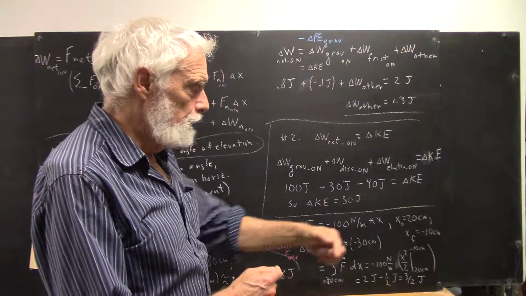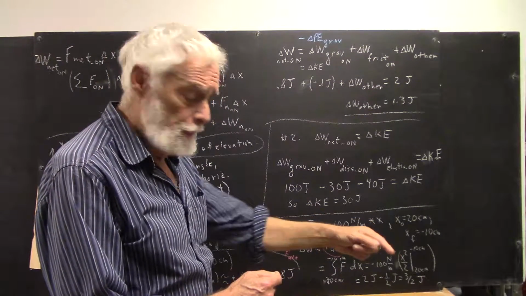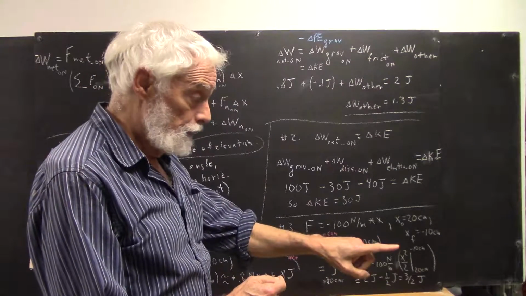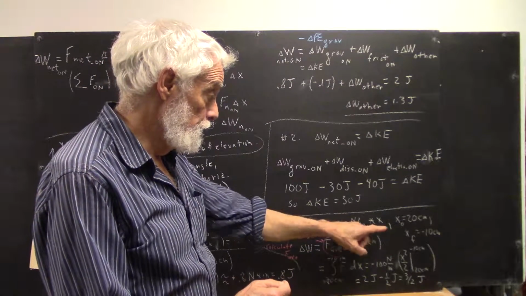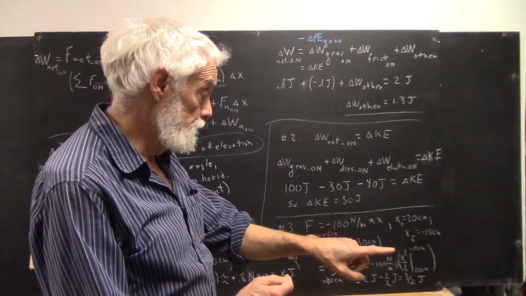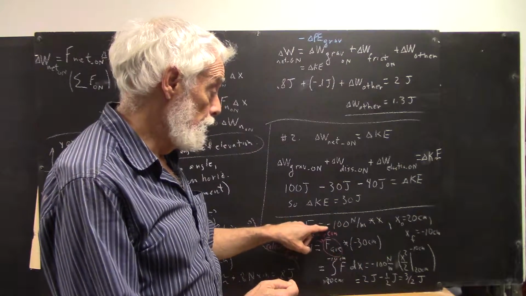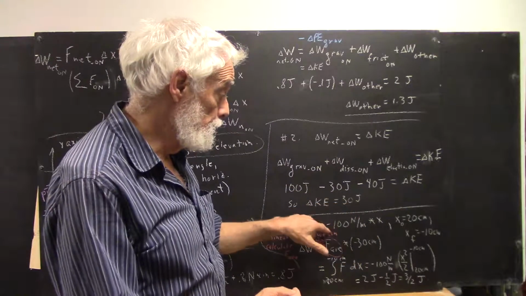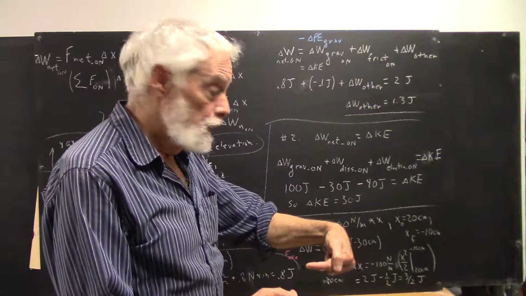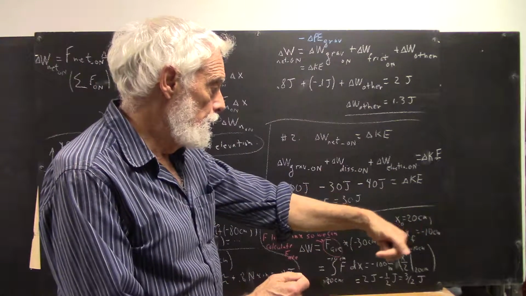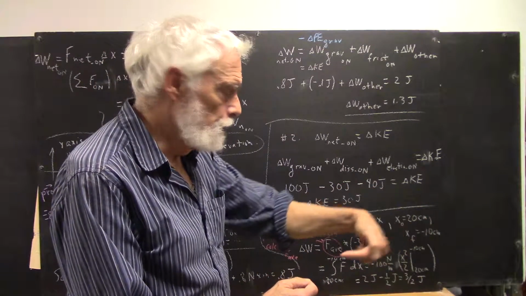So we're 20 centimeters this way from our reference point. So x is going to be positive in this direction. And the force is going to be what? It's going to be in the negative direction because of this negative sign. So this object is going to be experiencing a force in this direction.